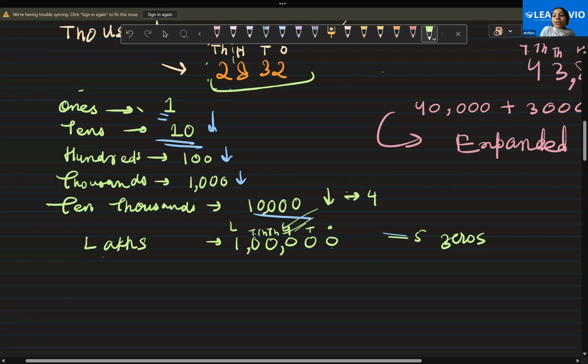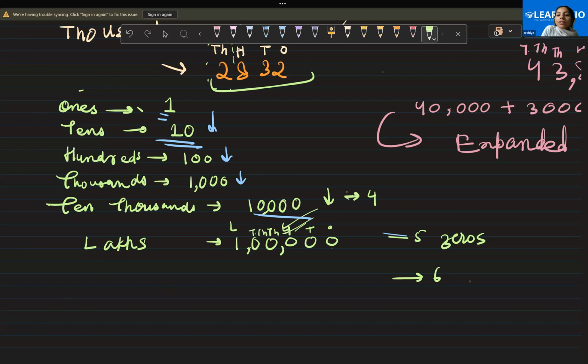Okay. Now if I add one more zero, now we have 6 zeros. So after thousands, we have 10,000s, right? So after lakhs, what will we have? We'll have 10 lakhs. And in 10 lakhs, how many zeros do we have? 6 zeros. So first I'll write 1 and then I'll put 6 zeros. So 1, 2, 3, 4, 5, and 6.